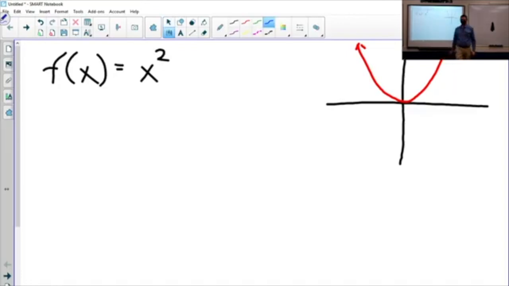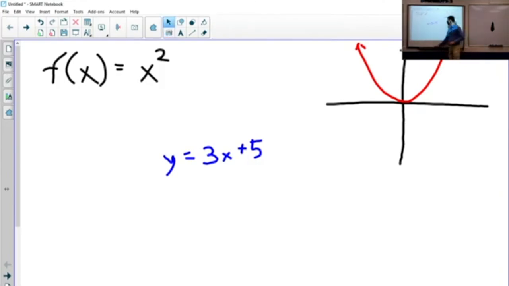Okay. Before I ask the question that I want to ask about this function, let me go back and ask a question about an easier function. You don't need to graph this one. What's the slope? 3, right? There's a 3 in front of the x, and that's your slope. This is your y-intercept. So the slope of 3x plus 5 is 3.